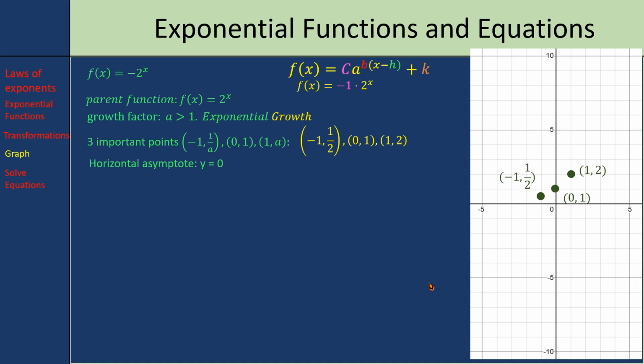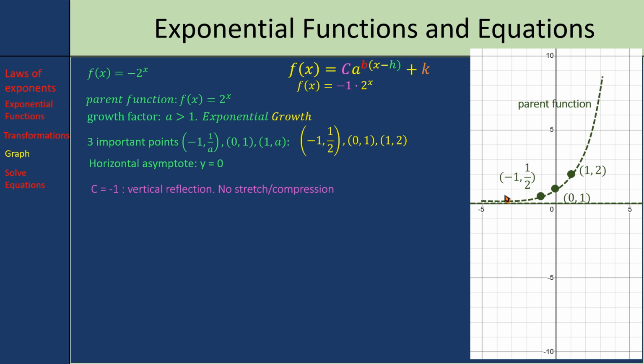And then the horizontal asymptote, again, is y is equal to 0. So I have the shape of my graph already. I know it's going to go up like that, right? So it goes up. There's the graph. That's my parent function. Then I'm going to apply the transformation.